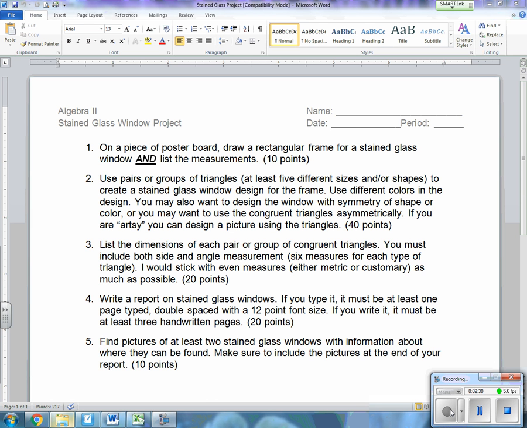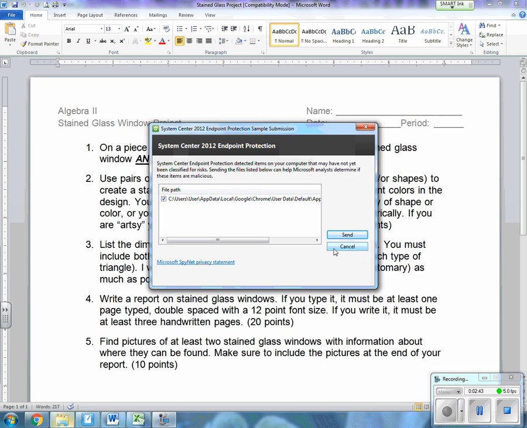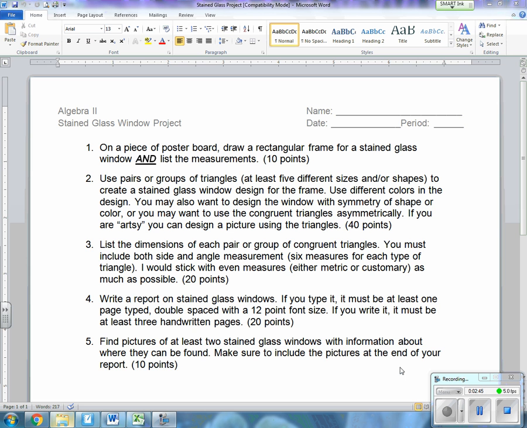So you want to list the measurements of each pair or group of congruent triangles, and you must include all 3 side lengths and all 3 angle measurements. So that's 6 measurements for each triangle, and I would try to stick with even measures, either metric or maybe you can use English, that's what customary means, as much as possible so that you don't have a lot of decimals to deal with. So I'm going to show you some pictures of what I'm talking about.